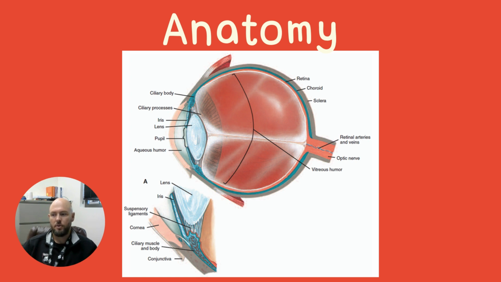Your aqueous humor. Aqueous humor is a watery liquid in the anterior cavity of the eye. It provides nourishment to nearby structures and maintains the shape. The vitreous humor is a jelly-like substance found behind the lens in the posterior cavity of the eye that maintains the shape, keeps it nice and circular. And your conjunctiva. Conjunctiva is the mucous membrane lining the eyelids and covering the anterior portion of the sclera.